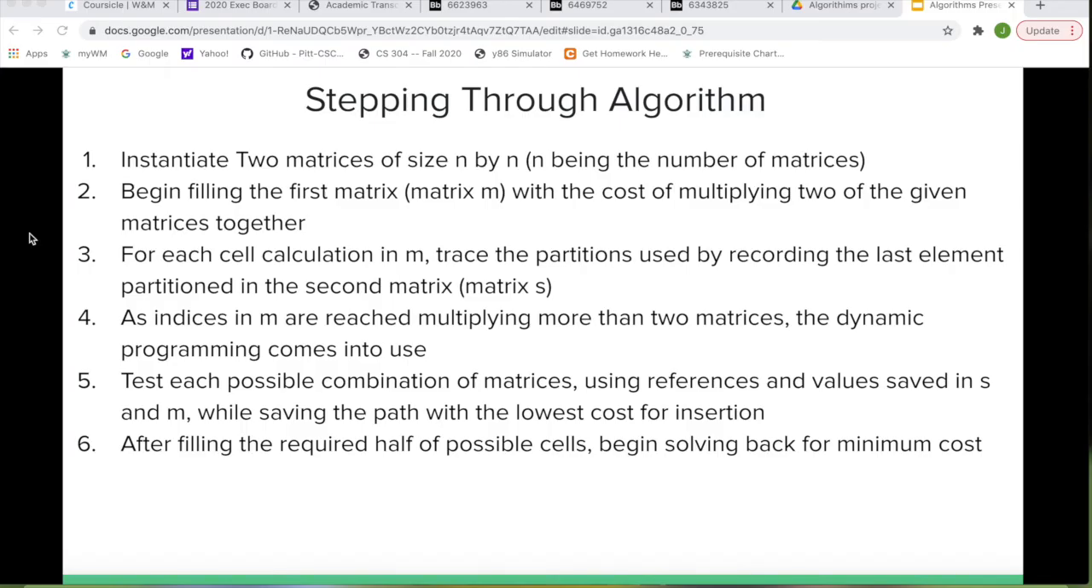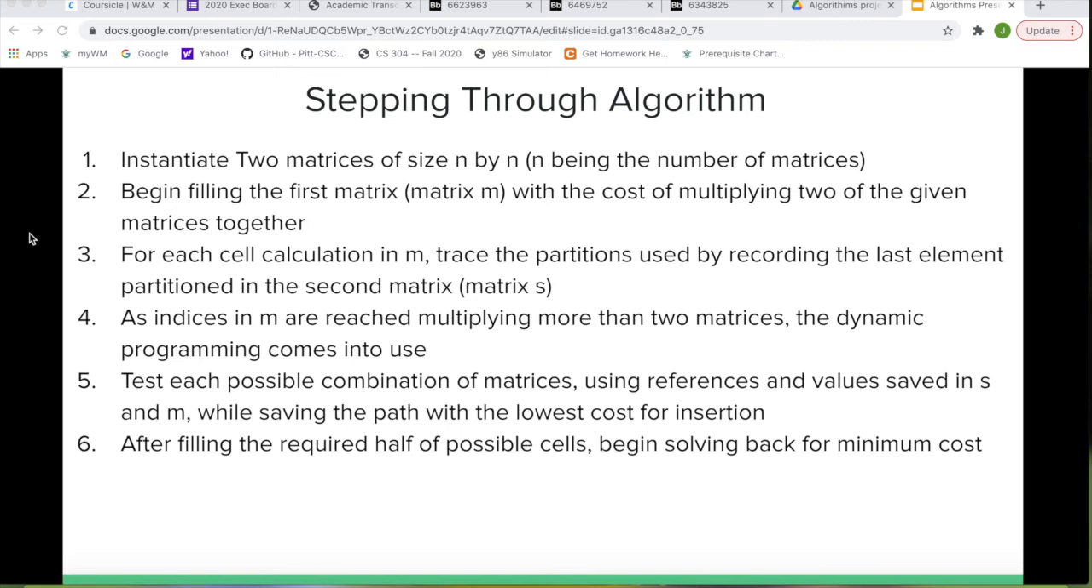Thanks, Ethan. So let's take a look at what actually goes on during this algorithm and take ourselves step by step through it. The first thing we're going to do is instantiate our two matrices of size n by n, with n being the number of matrices we're multiplying and solving for in this case. That first matrix, matrix M, is going to save the cost of multiplying two of the given matrices together.